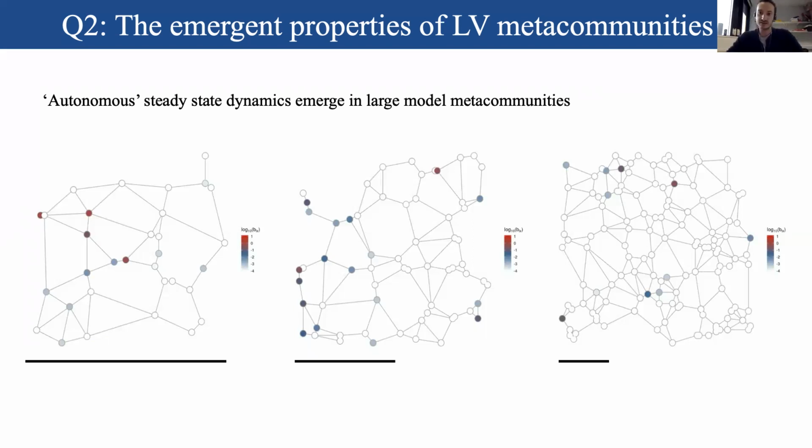Okay, so the last emergent property of these Lotka-Volterra metacommunities I'd like to show you is the spontaneous emergence of steady state dynamics in spatially and taxonomically large metacommunities, which contrasts to the zero-dimensional case in which the analogously constructed models converge on fixed points. Okay, so let's have a look at some of these steady state dynamics.